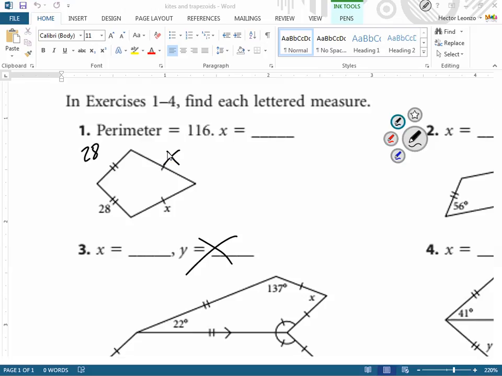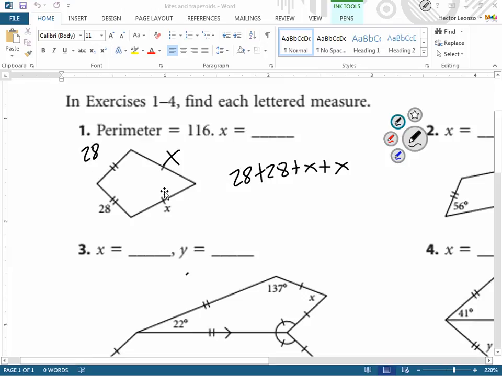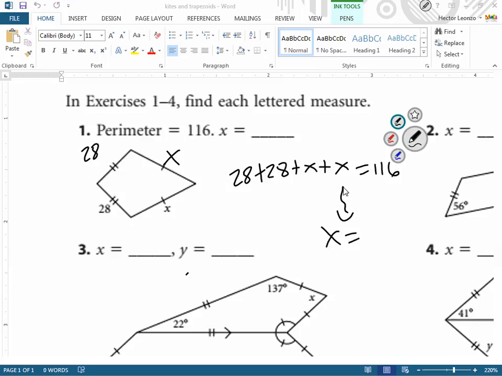Well, actually, I cancel out the y from question 3. My bad. So we have that, and I know that if I add everything, 28 plus 28 plus x plus x, notice how I'm adding the 4 sides? That's my perimeter, and I know my perimeter is 116. I'm not going to finish it off, but I'm pretty sure from here you guys can solve for x. So you guys solve for x, and you plug it in. And that's the answer for question number 1.